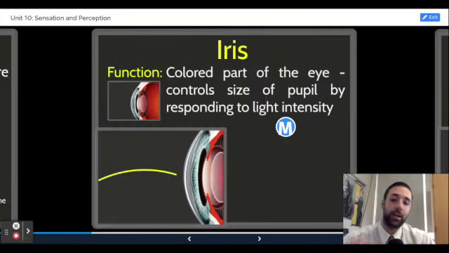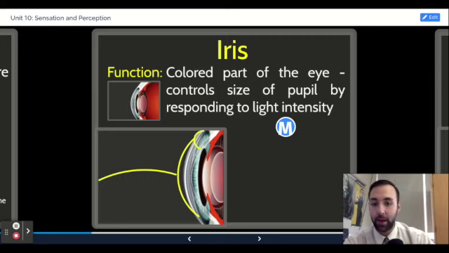Continuing onward, we have the iris. The iris is the colored part around the pupil. The pupil is controlled by the iris. The iris controls how big the pupil is. So it is in and of itself what responds to the light intensity in the room. So if it's really bright in the room, it's going to adjust the pupil into a smaller size. If it's really dark, it'll do the total opposite.